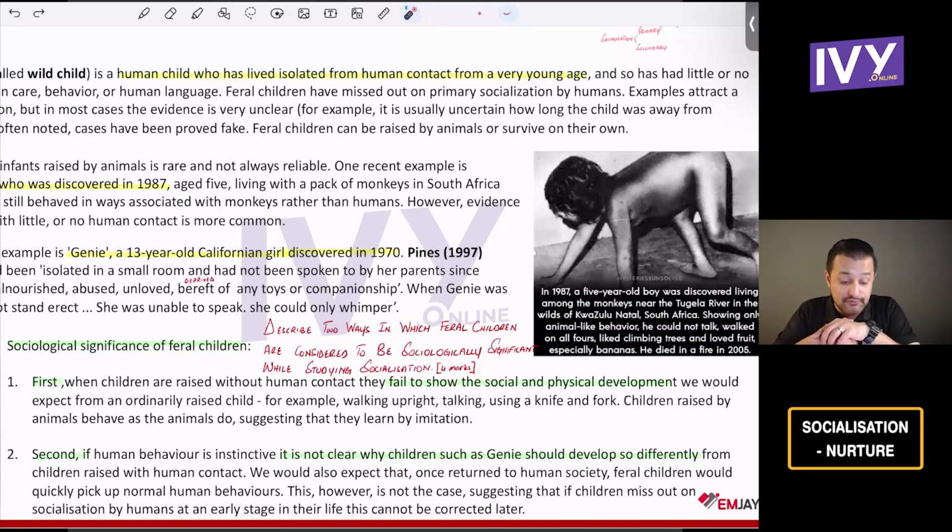Feral children often face immense challenges when reintegrating into human society. They may require extensive therapy and education to develop even the most basic of social and communication skills. However, their progress can be limited by the extent and duration of their isolation.